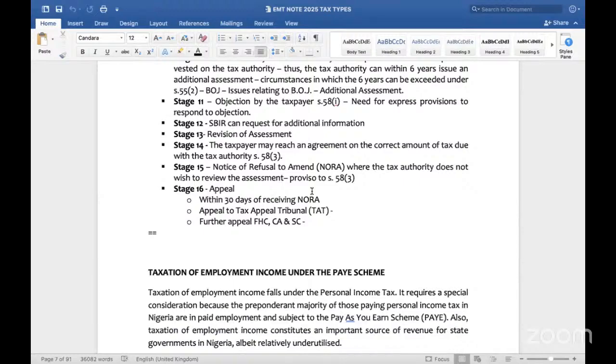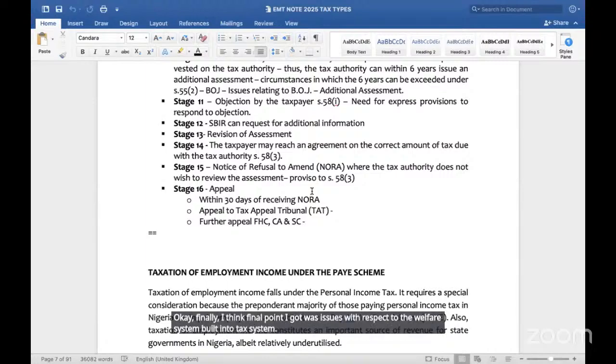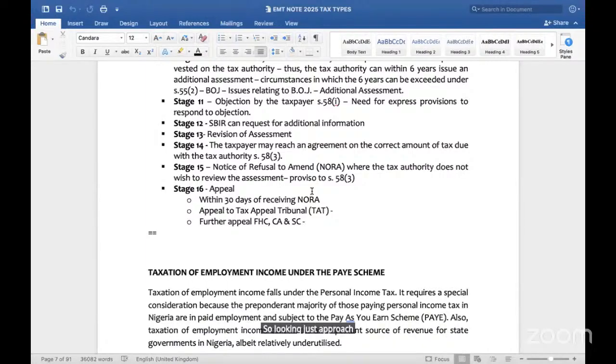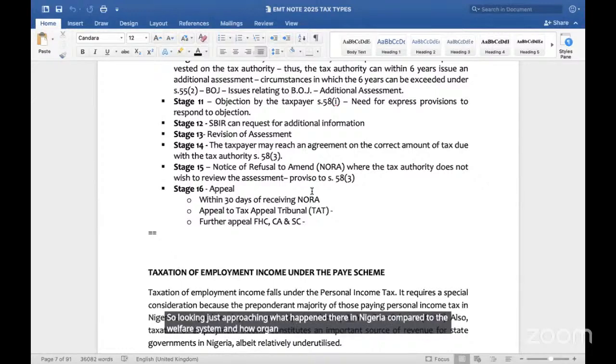Finally, I think the final point I got was the welfare system built into the tax system. That is, comparing what happens here in Nigeria to the welfare system and how organized it is in other countries, and how tax actors can incorporate such lessons in Nigeria, having regard to what the tax reform bills are proposing.